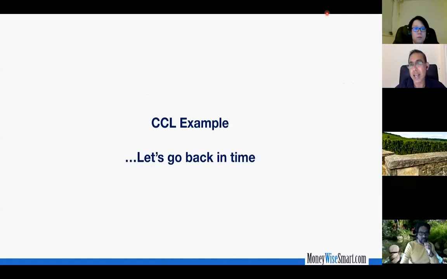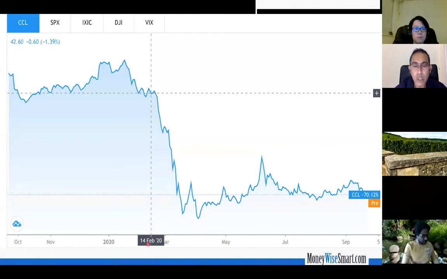So let's take an example, and then this will become clearer. CCL is the ticker code of this company called Carnival Cruises. And let's go back in time to 14th of February. That is the time when the COVID virus had just started spreading outside China. And you can see in the last few days, the stock price had come down slightly, but it was still at 42.60. I think at its peak, it was above 50.